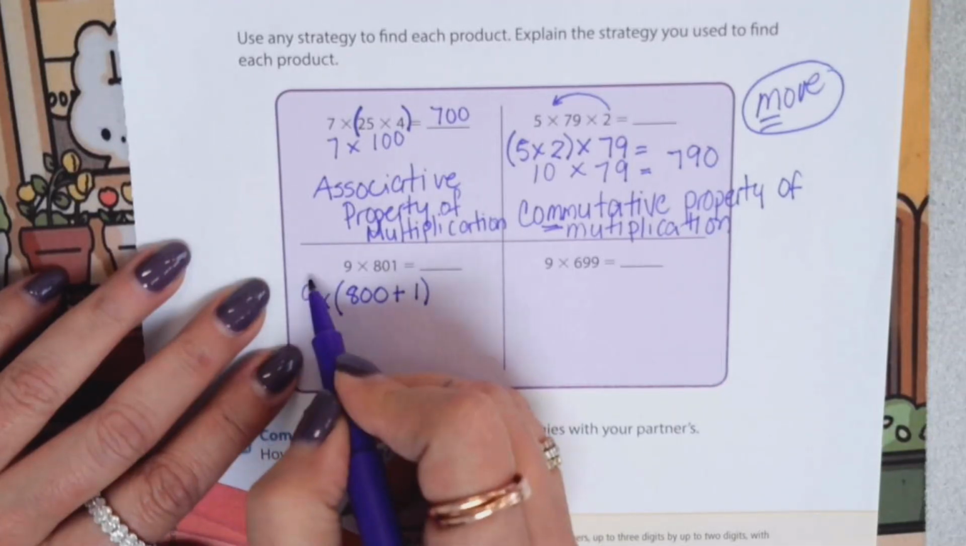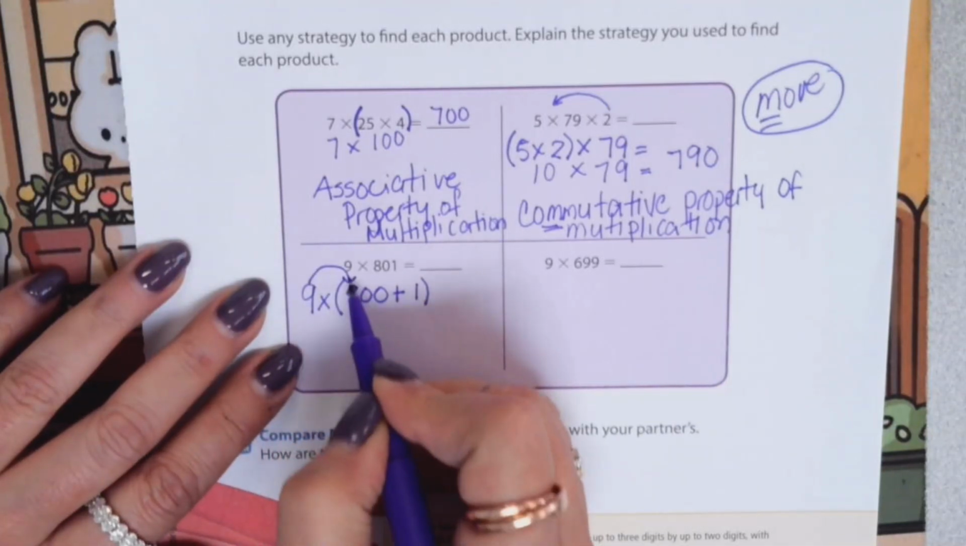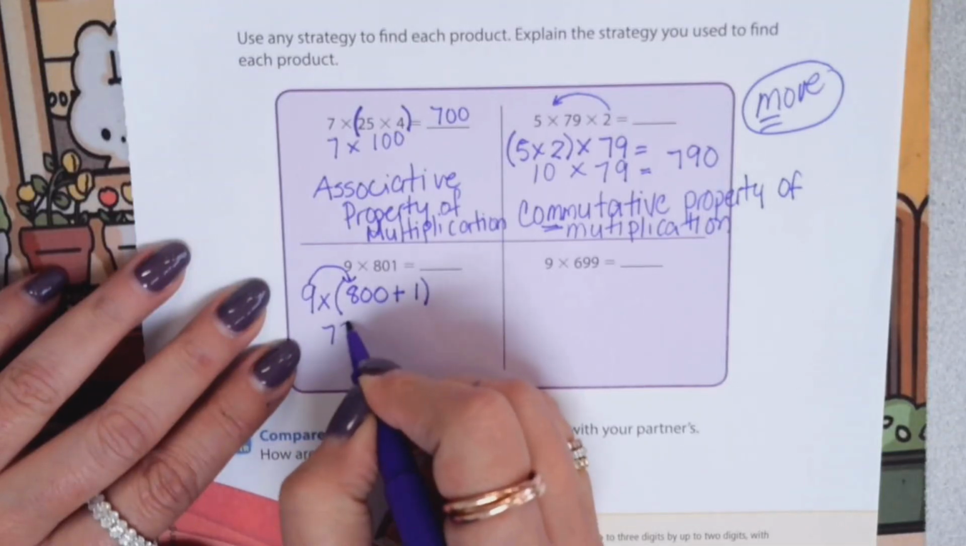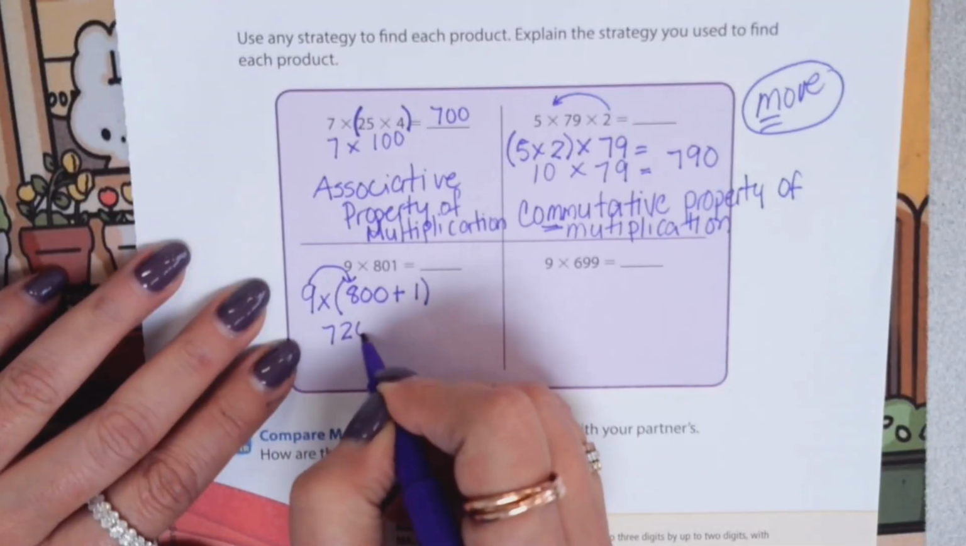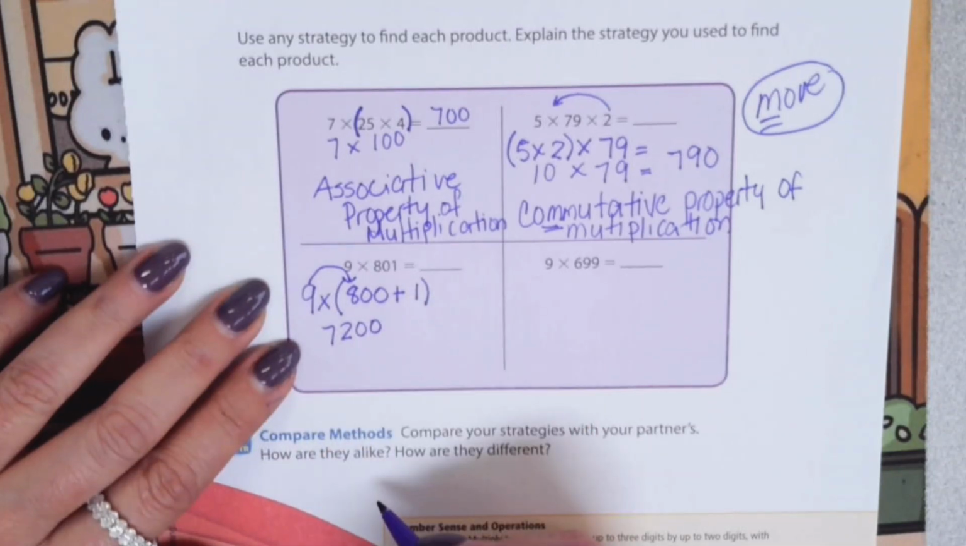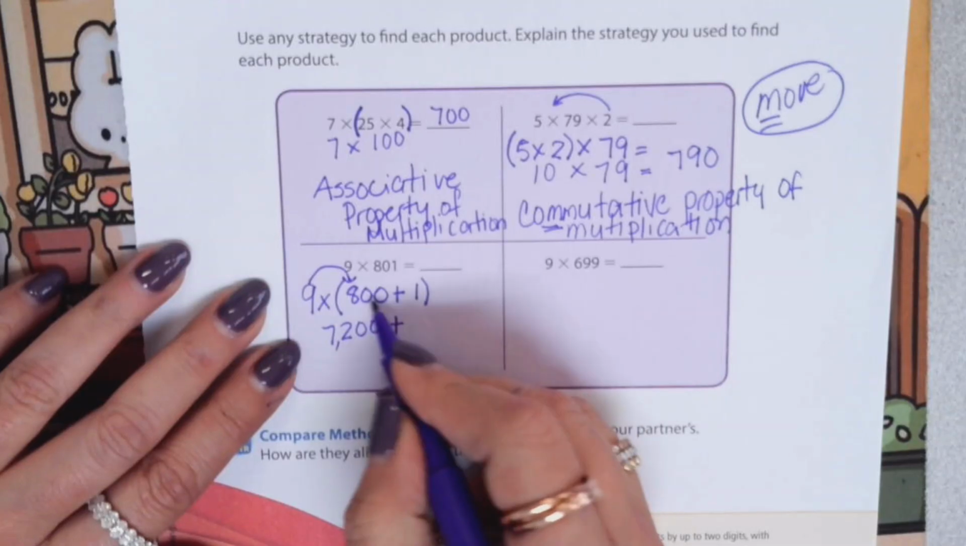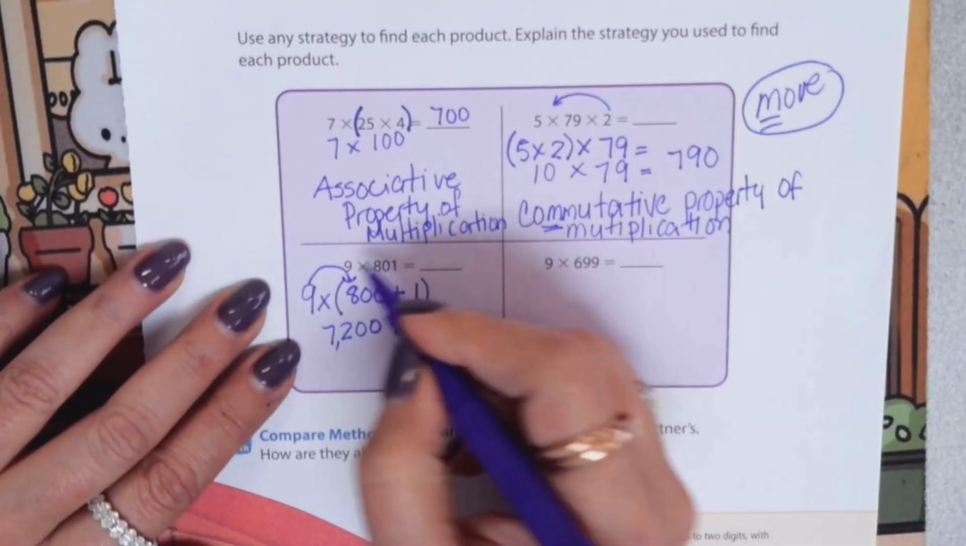Now I can say 9 times 8. 9 times 8 is, boys and girls? 72. 72, and I add 2 zeros. Correct? Yes. Now I add, right, because I have to add whatever I get from the partial products.